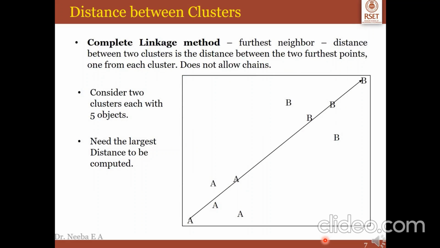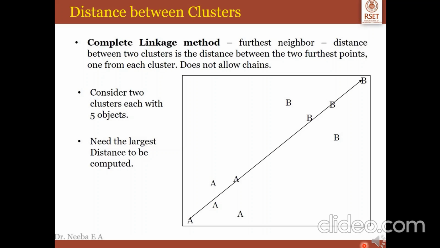Complete link algorithm. The complete link algorithm is also called the farthest neighbor algorithm. In this algorithm, the distance between two clusters is defined as the maximum of the pairwise distances A, B. Therefore, if there are m elements in one cluster and n in the other, all mn pairwise distances must be computed and the largest chosen.